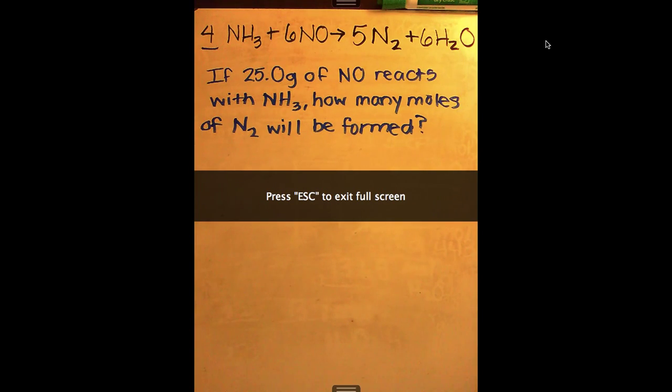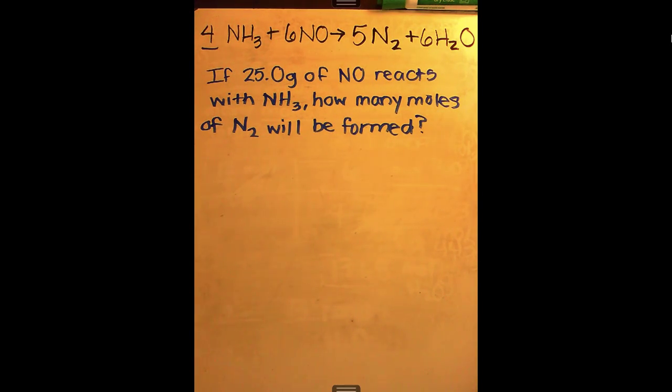Okay, let's go ahead and get started with part 3, basics of stoichiometry, going back over just one type of each problem. Let's use those exact same steps that I outlined in the first video and read our question. It says, if 25.0 grams of nitrogen monoxide reacts with NH3, how many moles of N2 will be formed?